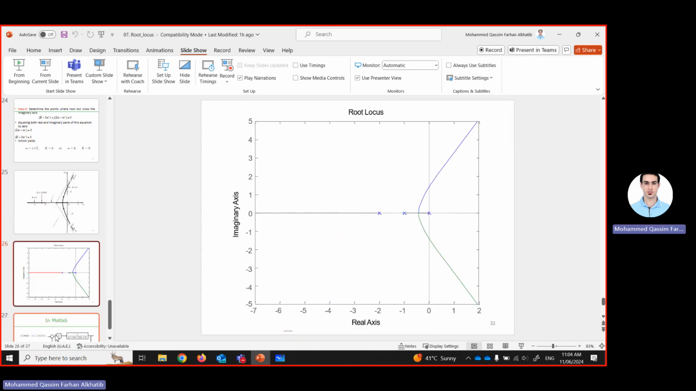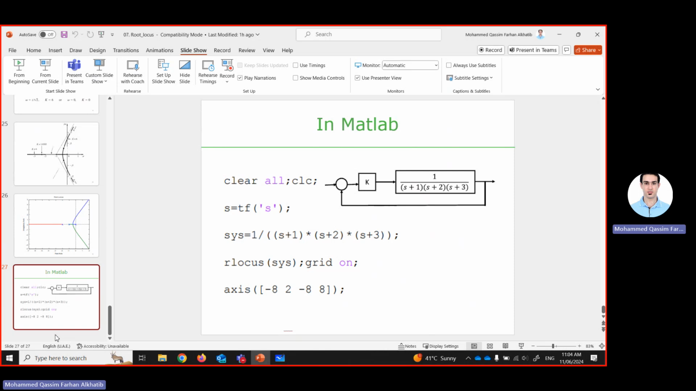All right, how to do it in MATLAB? Just a simple line. You have clear all, s equals transfer function of s, then write the form in fractional and just type root locus of the system, and it will do it for you.